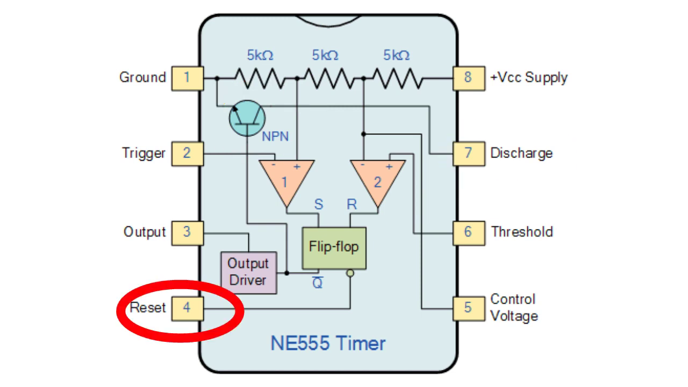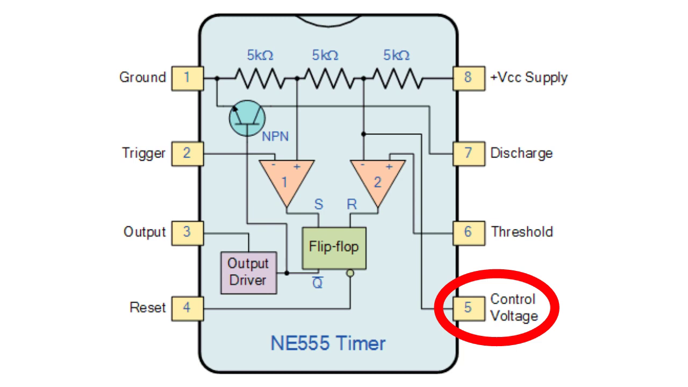Pin 4 is reset pin. As I mentioned earlier, it is active low pin, which means if it detects low voltage on it, it will reset the IC and force the output pin to go low. This pin should be tied high when not in use. Pin 5 is control voltage pin. This pin can be used to change reference voltage level of trigger and threshold pin. It is recommended to connect this pin to ground through 10 nanofarad capacitor, when not in use.